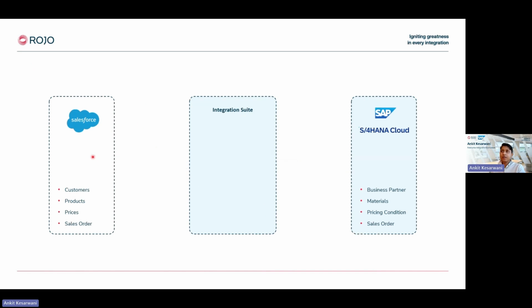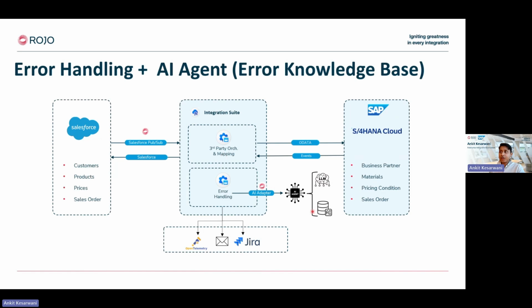Okay, so we will create one sales order in Salesforce, and intentionally we have configured it in a wrong way so that it fails in our integration layer, and we will handle it with our AI adapter, and we will see how it helps us with extra information.